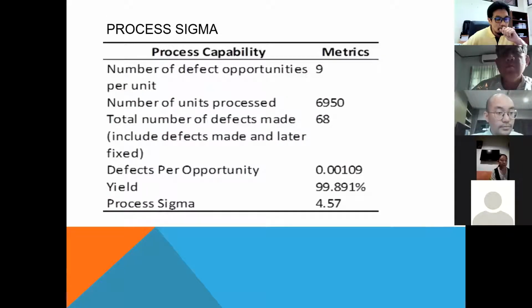The next figure shows the process sigma before improvement. From the resulting defects per million opportunity of the porosity defect shown in the figure, it created 68 defects per million opportunities. And the sigma level of porosity defects in the current situation was 4.57. Since the quantity of defects per million opportunity falls in this category.